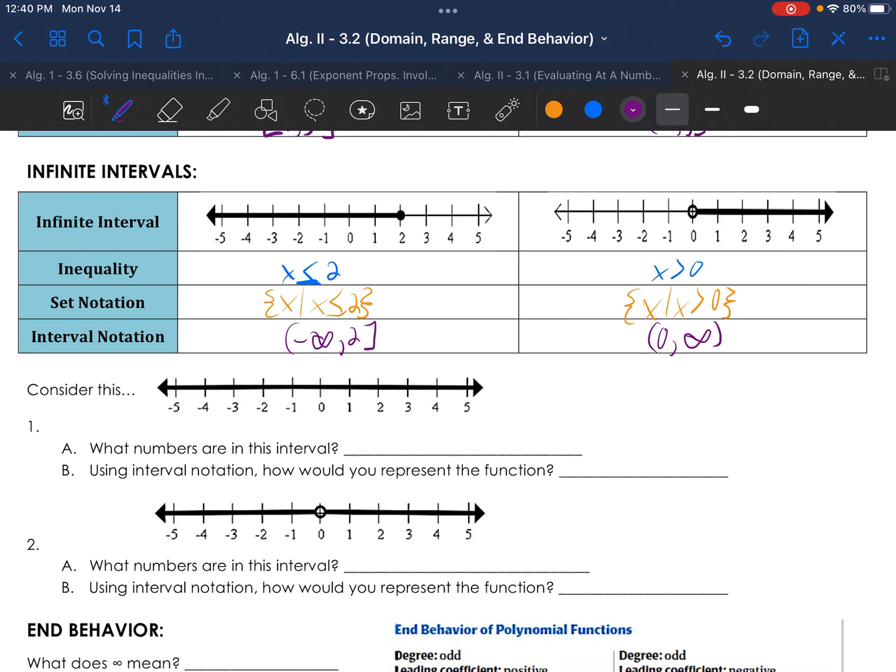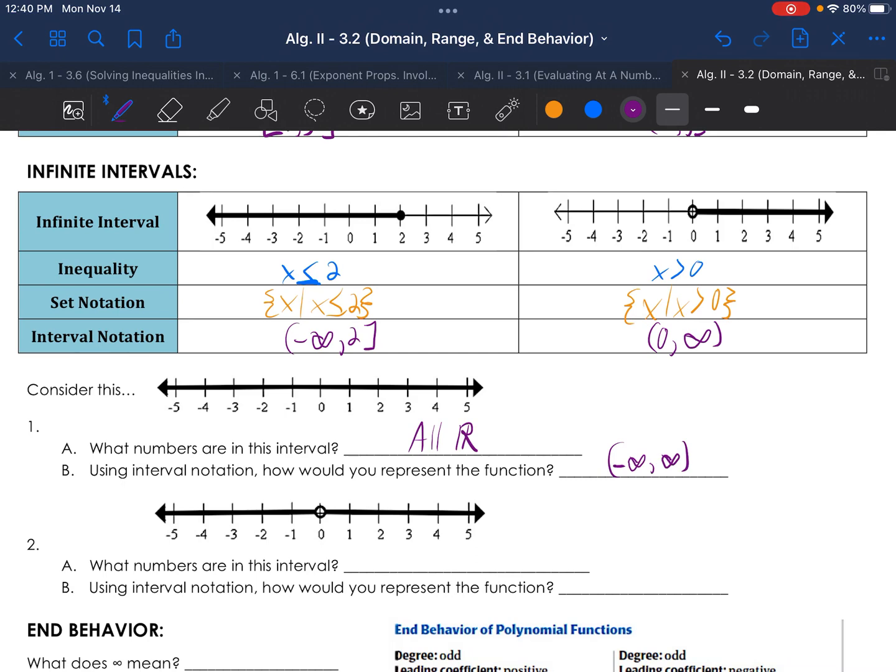All right, consider this. What numbers are in this interval? Well, since the entire number line is highlighted, it's every number, so it's all the real numbers. Any number you can possibly think of that's not imaginary. Now, using interval notation, once again, that's the parentheses and bracket one, how would you represent this? Well, it goes from negative infinity all the way to positive infinity and everywhere in between them.